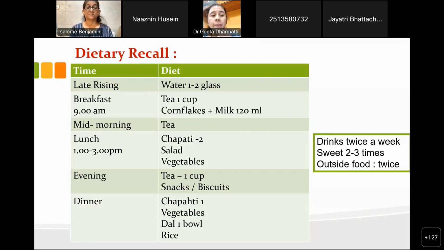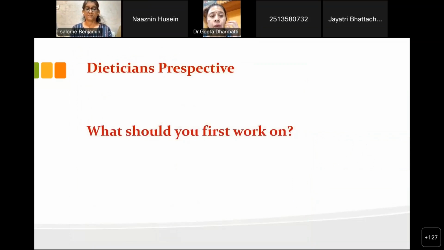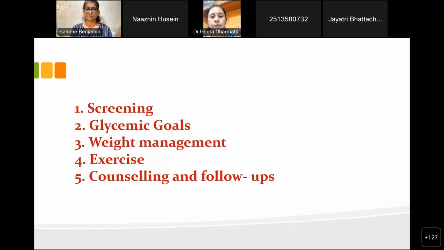The next slide, please. So the dietitian's perspective, next slide. We should first work on making his waistline work for us, because that's the visceral fat area which may have contributed towards his hyperglycemia. Next slide. So I think this is how we start looking at his goals. Ma'am, any inputs here? Yes, rightly said.